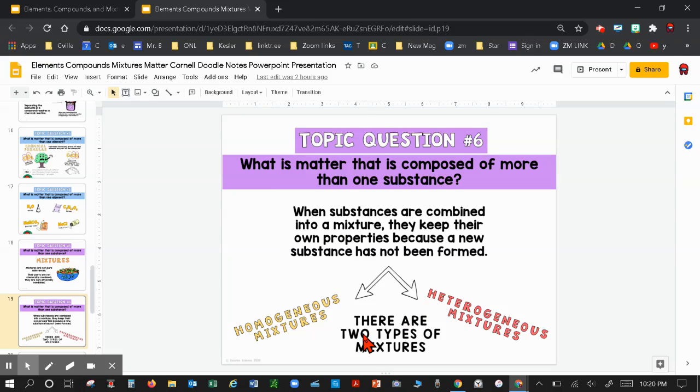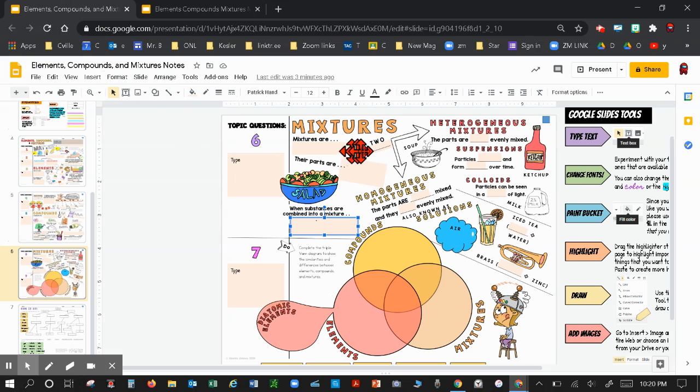There are 2 types of mixtures we're going to learn about. We call a homogeneous mixture, which is the same throughout, and a heterogeneous mixture, which you can see the different parts throughout. 2 types of mixtures, heterogeneous mixture and homogeneous mixture.